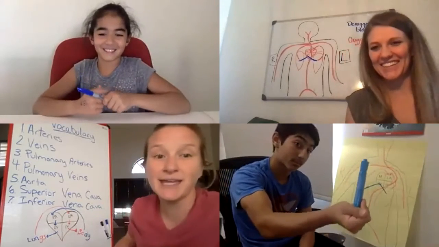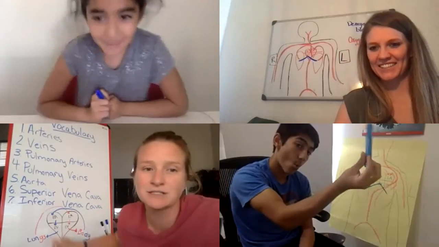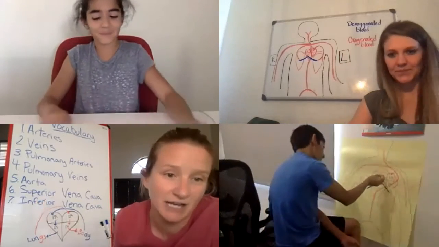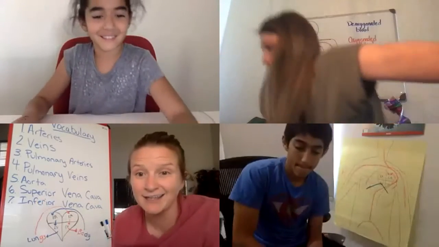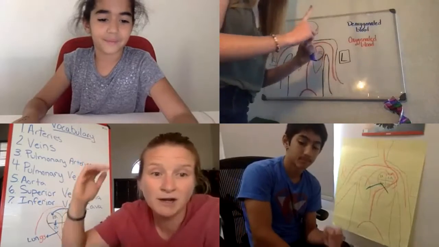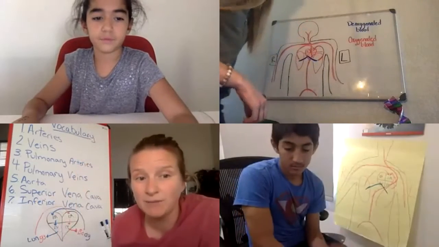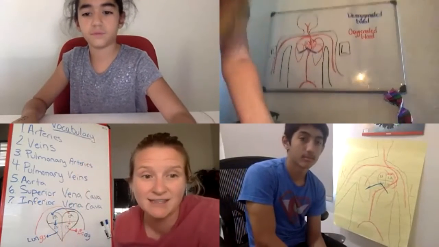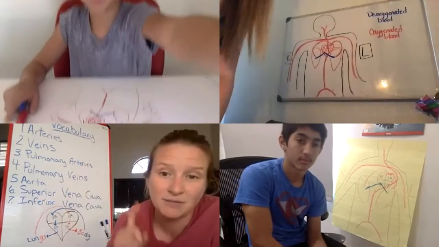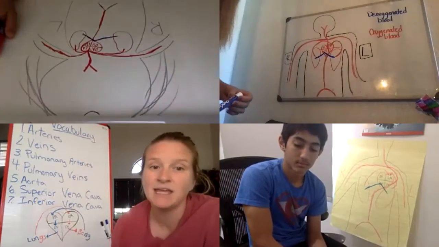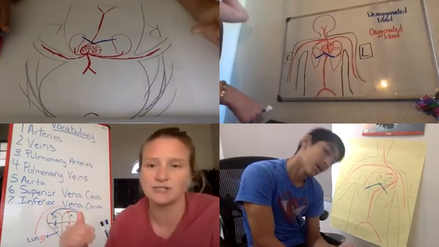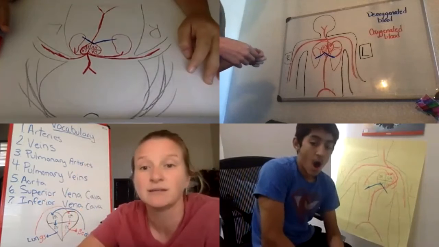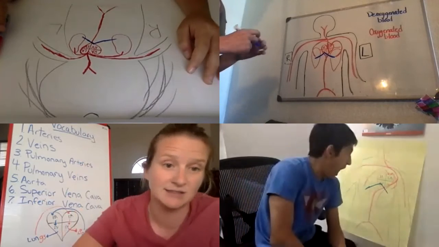The largest veins in the body are called the superior and inferior vena cava. Superior is the top. You can think of superheroes or above because superheroes fly in the sky. So you're going to think about that as being on top. Inferior means below. So this is the bottom portion. You can think of this as being underneath something.